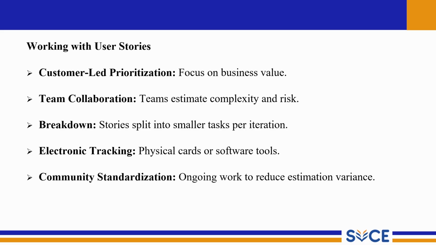Customer led prioritization. In Agile, user stories are always prioritized based on customer value. This means we do the most important and high impact features first instead of just following a fixed plan. Business stakeholders and product owners decide which stories should be delivered first depending on customers' needs and business goals.